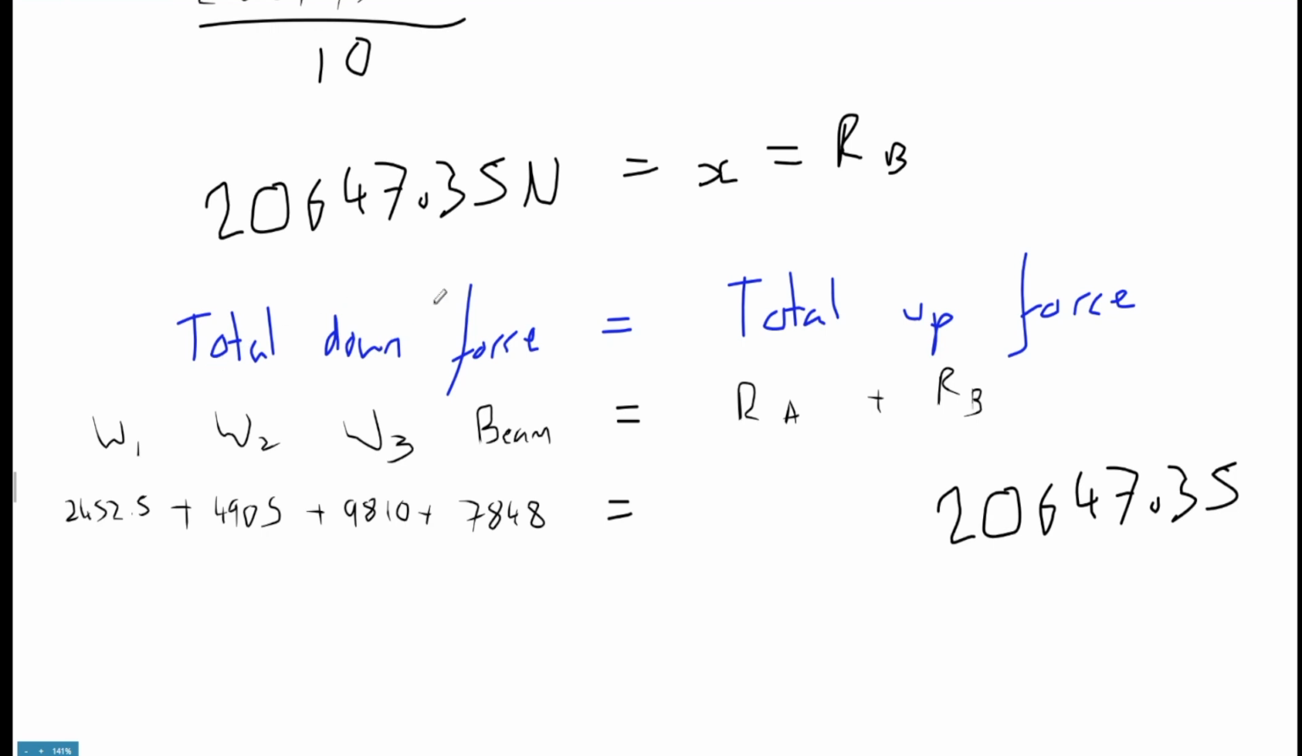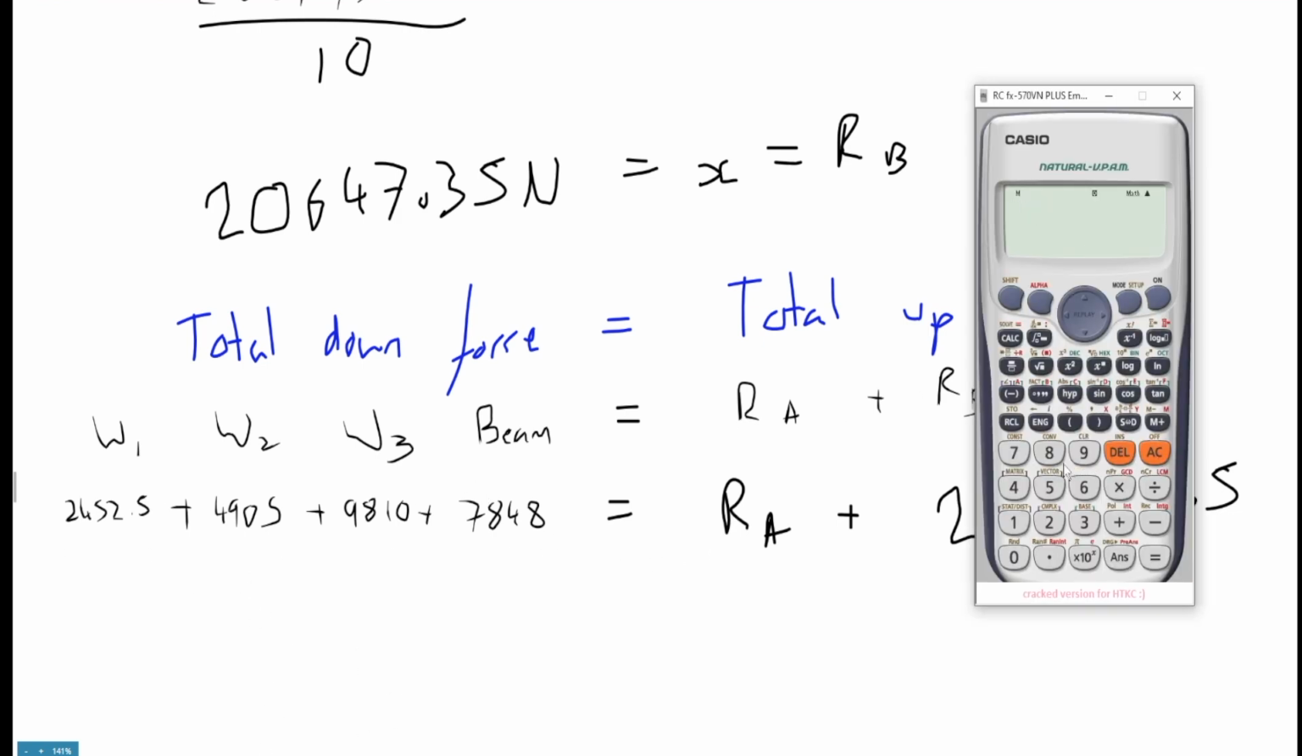So now we've got total down force equal to total up force. And all we're going to calculate is this RA. I might as well just call it RA at this point. We're going to add up all these newtons and subtract these newtons from it. And then we should get this by itself. So I'm going to add up all these first of all. They're slightly different numbers from before.